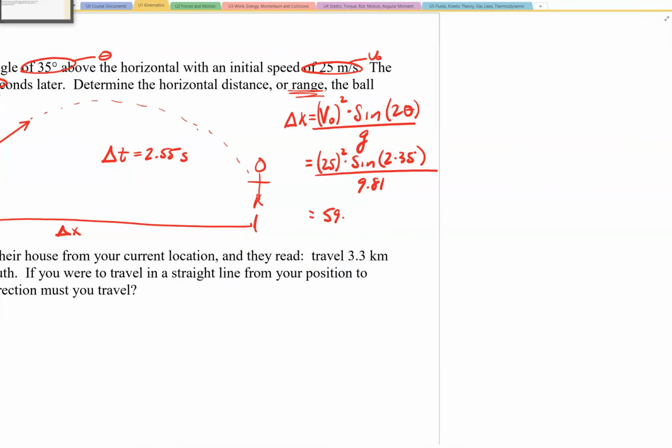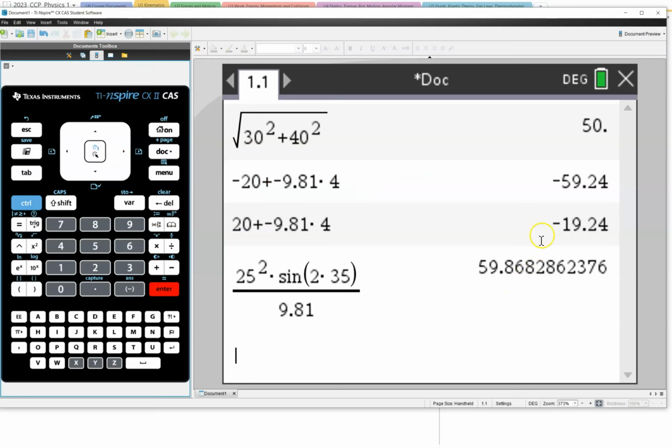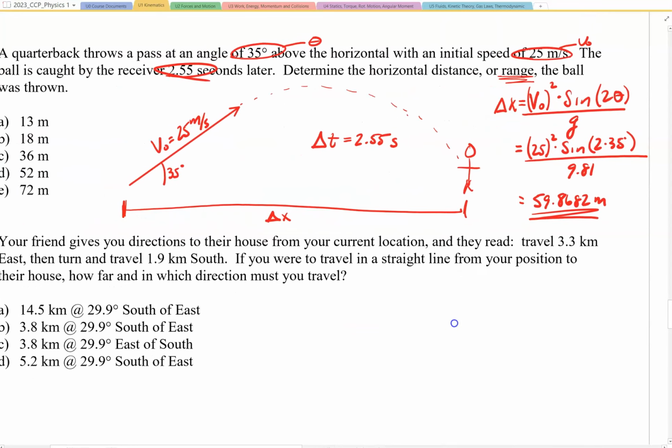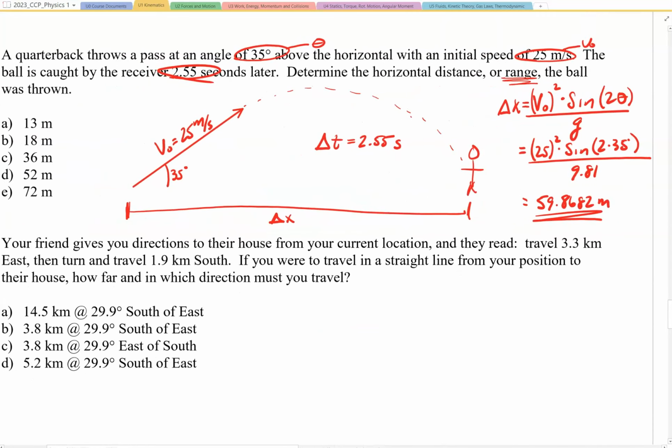59 point, let's check that again, 8682 meters. Now I started to do this math and I thought of something here. We did not reference our change in time. We didn't reference the piece of information here. And that may or may not be meaningful. In this particular case, though, I think it is, because the answer that we got, which I believe is correct, is not presented as an option over here.